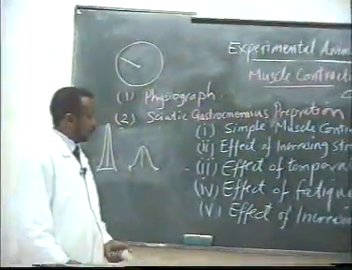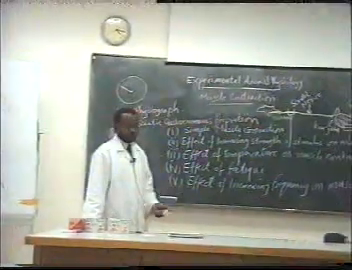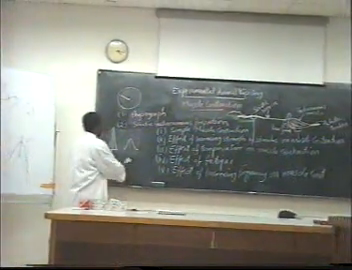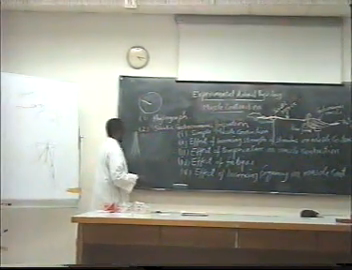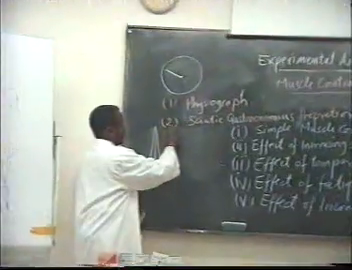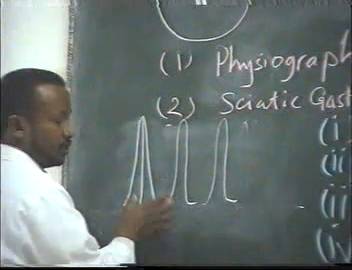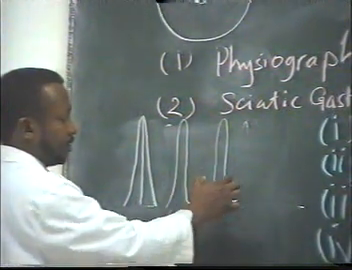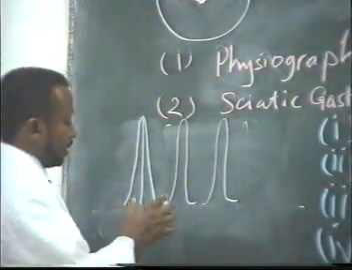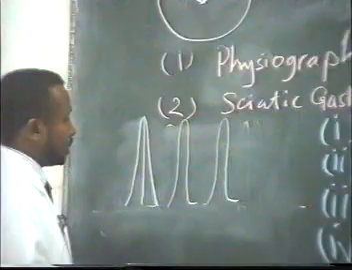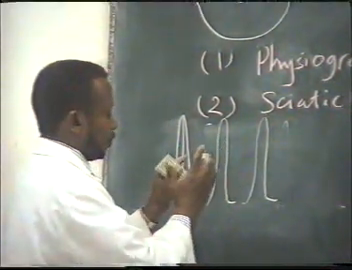Finally, we are going to illustrate the effect of increasing the frequency of stimulation on muscle contraction. Usually, when we give one stimulus at a time, we get single responses like that. For example, if you give a stimulus every second, you get one simple muscle twitch or simple muscle contraction. But if we increase the frequency of stimulation, the contractions or the responses will be close.